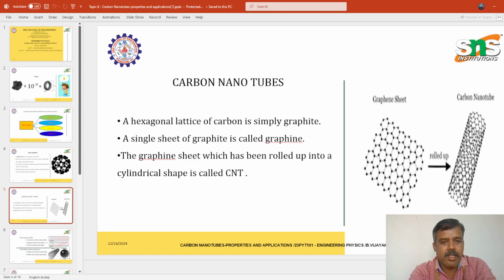A hexagonal lattice of carbon is simply graphite. A single sheet of graphite is called graphene. So the first picture is a graphene sheet. This graphene sheet, when rolled up into a cylindrical shape, is called a CNT.